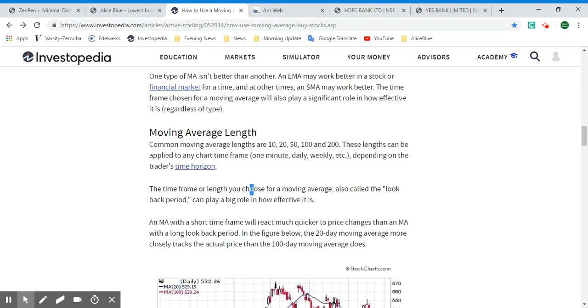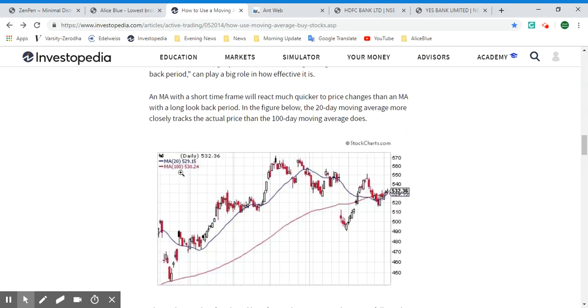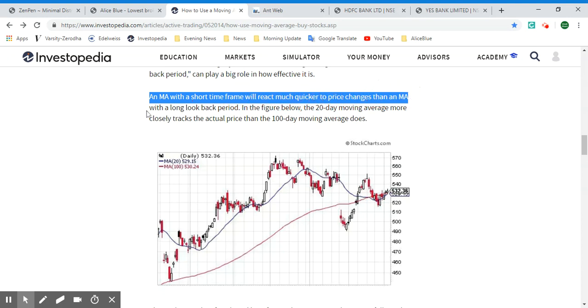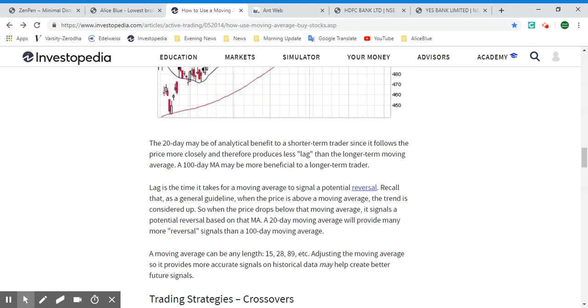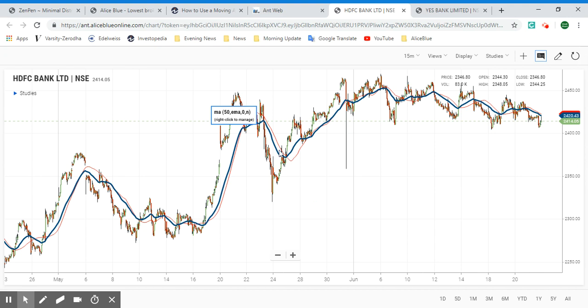So let's look at what type of moving average length you can use. The most common ones are the 10-day moving average, 20, 50, 100, and 200. You can apply these to any chart time frame: 1 minute chart, daily chart, weekly chart, and so on, depending on the trader's preference. A moving average with a shorter time frame will react much quicker to price changes than a moving average with a long look back period, as I've already shown with the difference between the 50-day period and the 200-day period.